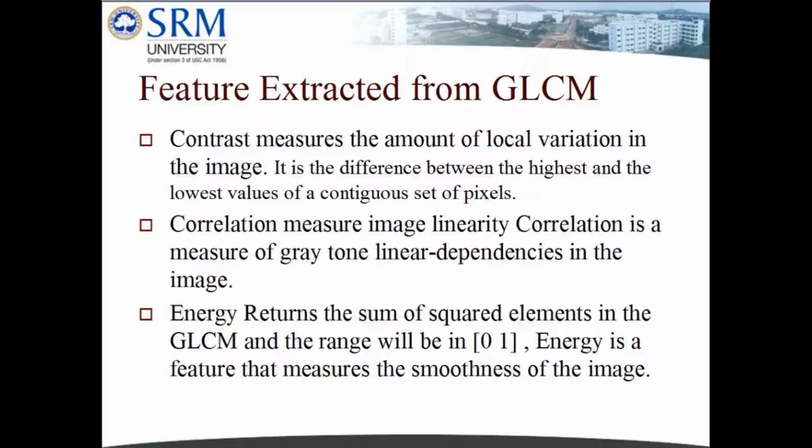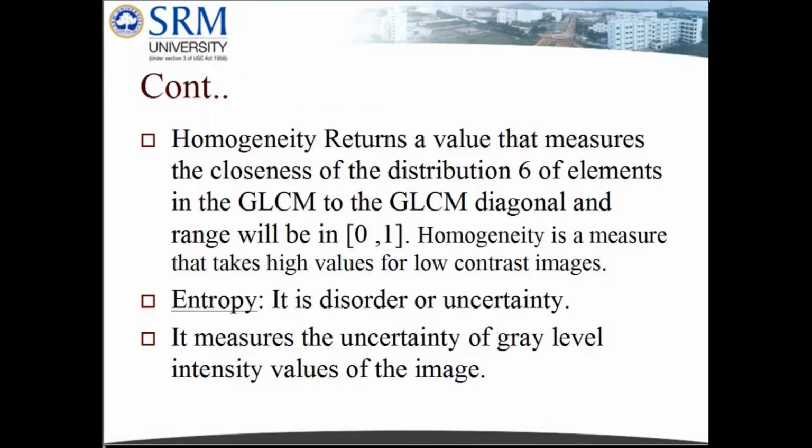The first is the contrast. Contrast measures the amount of local variation in the image. It is the difference between the highest and the lowest values of a contiguous set of pixels. And the correlation measures image linearity. Correlation measures the gray-tone linear dependencies in the image. Energy returns the sum of the squared elements. Energy is a feature that measures the smoothness of the image.